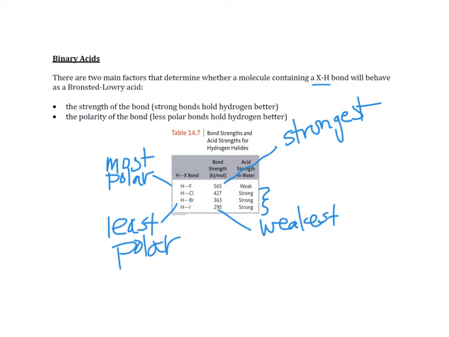HF has the highest bond energy or bond strength as shown in the chart. So that's the strongest bond. So it tends not to donate that hydrogen ion, to be a proton donor. So that's what makes it a weak acid in water.